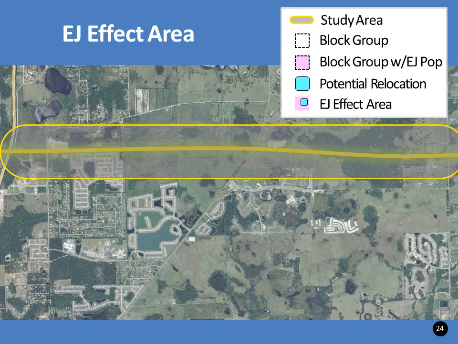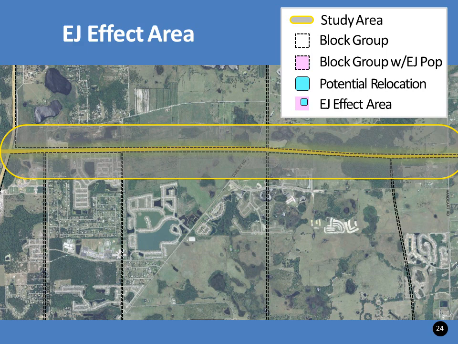To illustrate, this slide shows a project study area. Census block groups are outlined in black. Those block groups determined to have an EJ population are shown in pink. Potential effects, in this case potential relocations, are represented by the aqua boxes. Where these boxes, the potential effect footprint, and an environmental justice population coincide, is an EJ effect area.